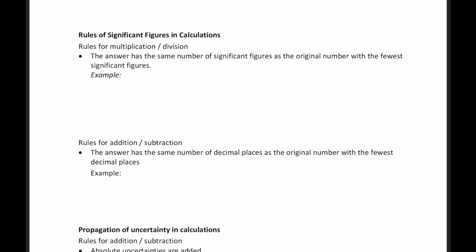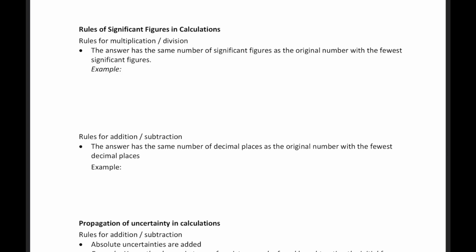Okay, then let's discuss the rules of the sig figs in calculation. When you have general multiplication or division, the answer must have the same number of sig figs as the number with the fewest sig figs. For example, when we have 3.46 times 2.1, we get 7.266. However, we count how many sig figs are here. We have 3 sig figs here, and we have 2 on this side. So we have to leave our answer with 2 sig figs. So we are going to round this up here.